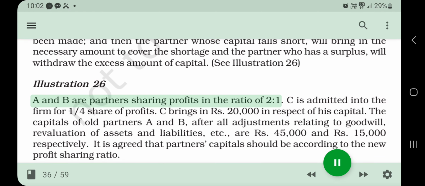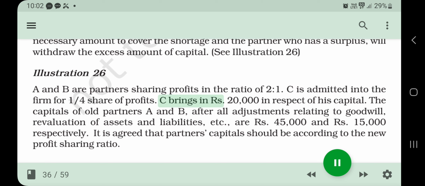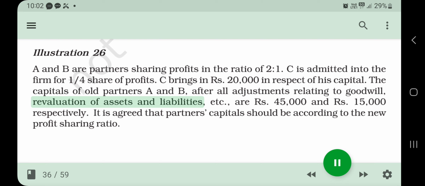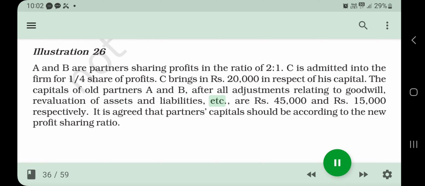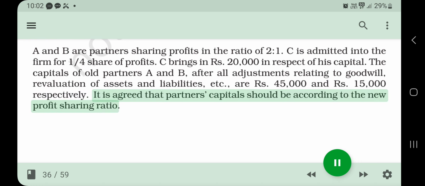A and B are partners sharing profits in the ratio of 2:1. C is admitted into the firm for 1/4 share of profits. C brings in Rs 20,000 in respect of his capital. The capitals of old partners A and B, after all adjustments relating to goodwill, revaluation of assets and liabilities, etc., are Rs 45,000 and Rs 15,000 respectively. It is agreed that partners' capitals should be according to the new profit sharing ratio.